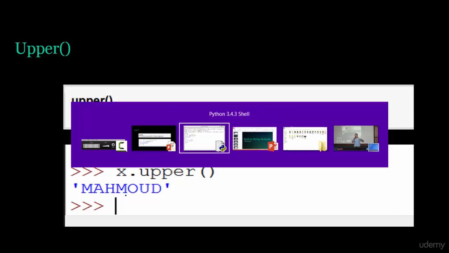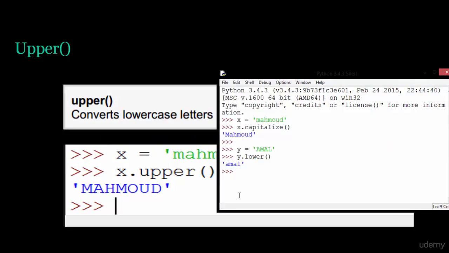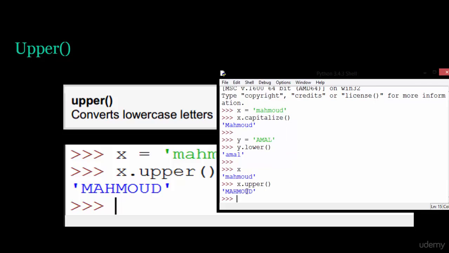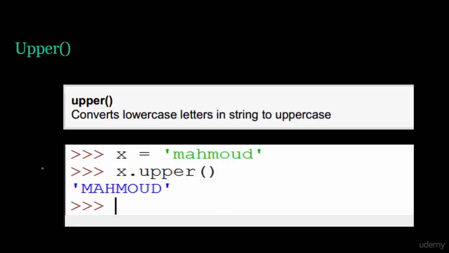Let's try this. Here, if I print x, it's Mahmoud, all in small letters. If I type x dot upper, we can see here Mahmoud, all in capital letters. Okay.